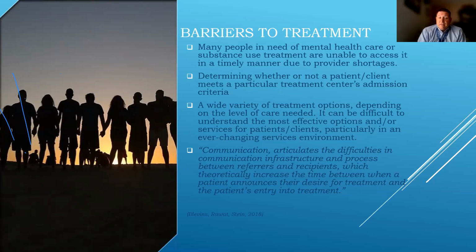Another barrier that we have found is that there are a wide variety of treatment options, depending on the level of care that we need. It can be difficult to understand the effective options and services for patients and clients in a particularly ever-changing service environment. I don't know how many treatment programs are offered in the state of Utah, but I do know that there's a lot. And I know that a lot of times it's hard to differentiate. Is it a 3.5 level of care, or is it a 3.1 level of care? Or is it an outpatient or an intensive outpatient?